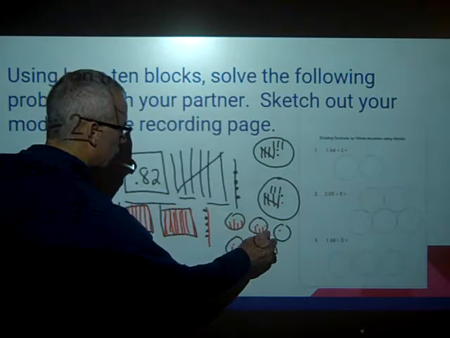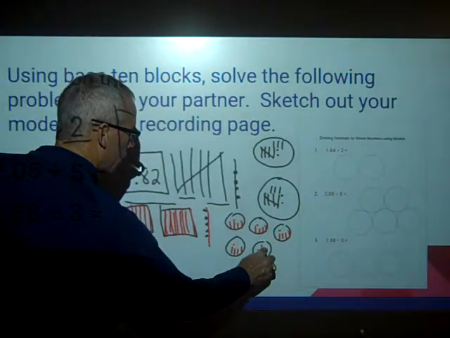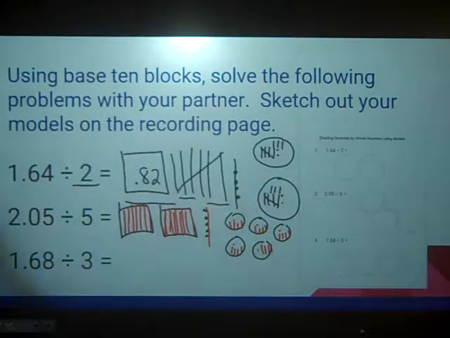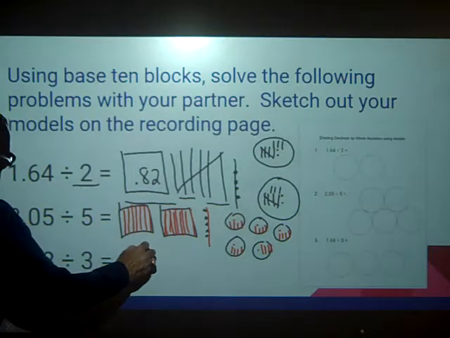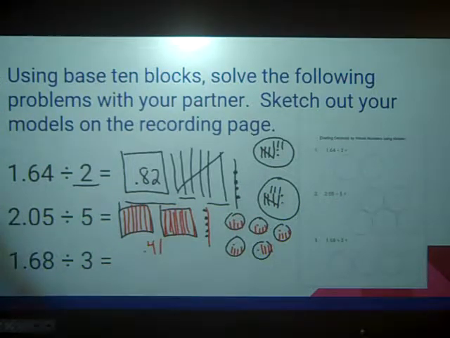1, 2, 3, 4 in each group. How many do I have in each circle? 4 tenths. Very good. Okay, all right, let's do the last one: 1 and 6 hundredths divided by 3.